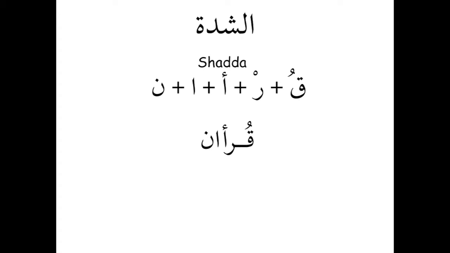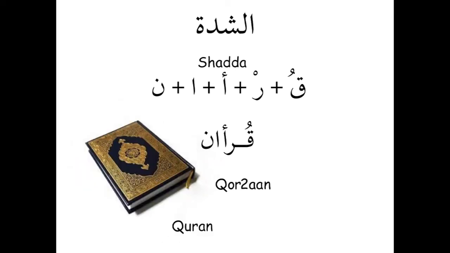Let's read it. A qaf with a dhamma is qu. Ra with a sukoon is r. Alif with a long alif as a vowel makes a. And then finally noon, n, which makes Qur'an. Obviously the Quran. The pronunciation is perfect, but we didn't write it correctly.